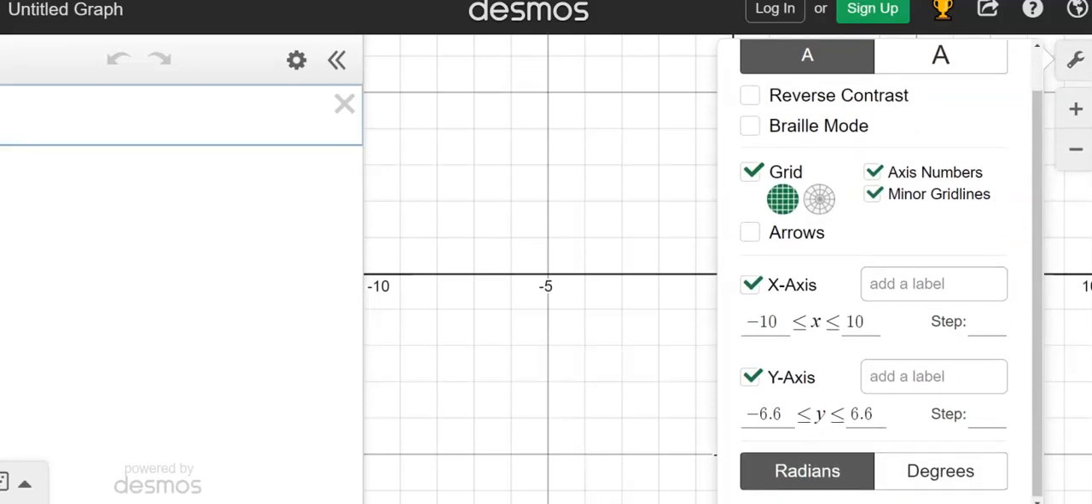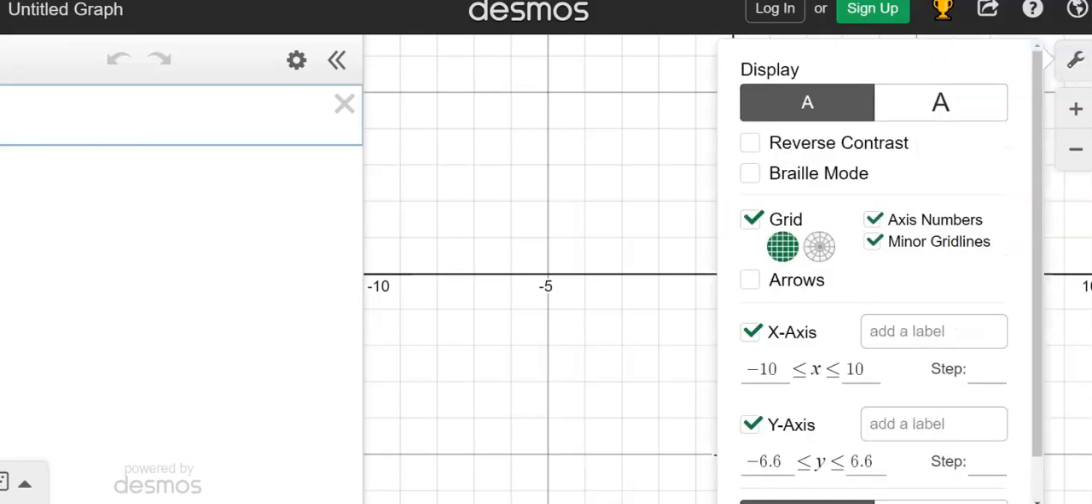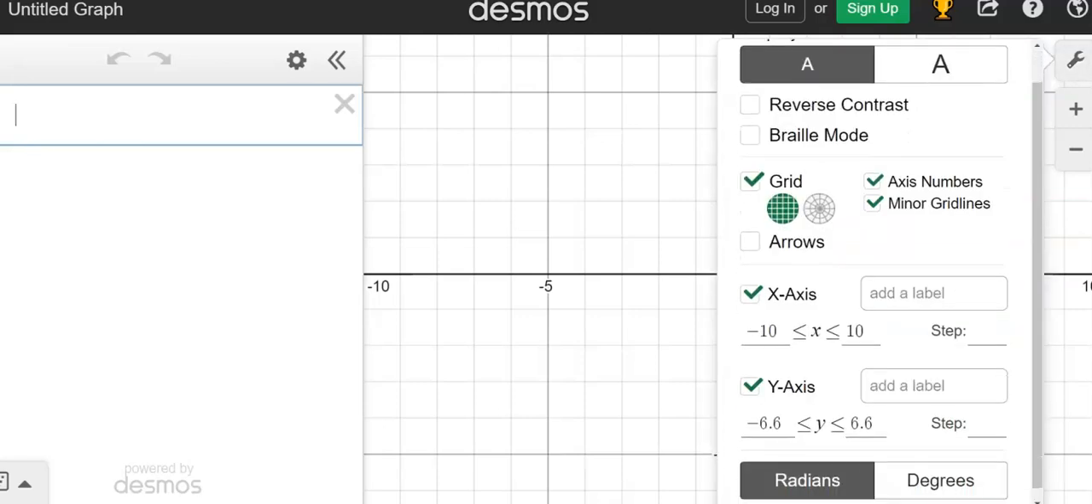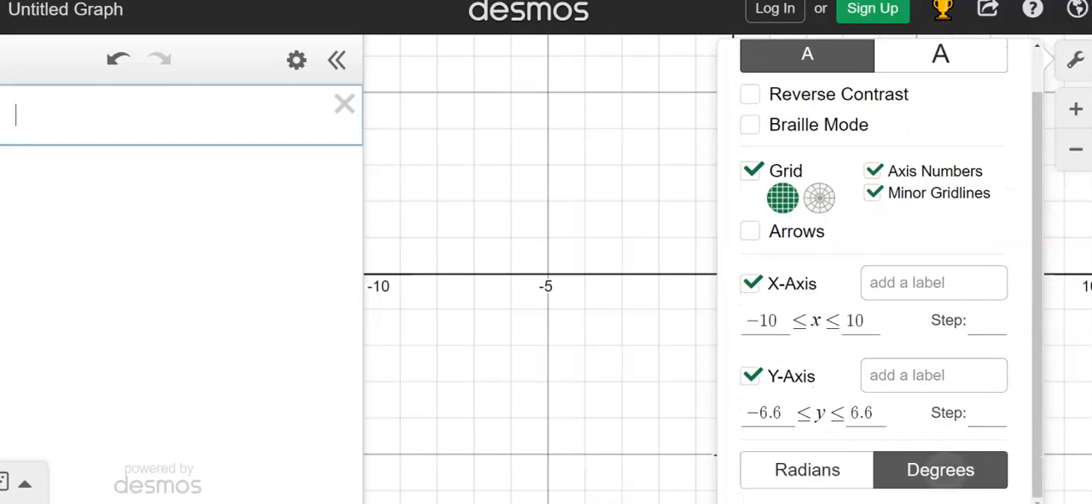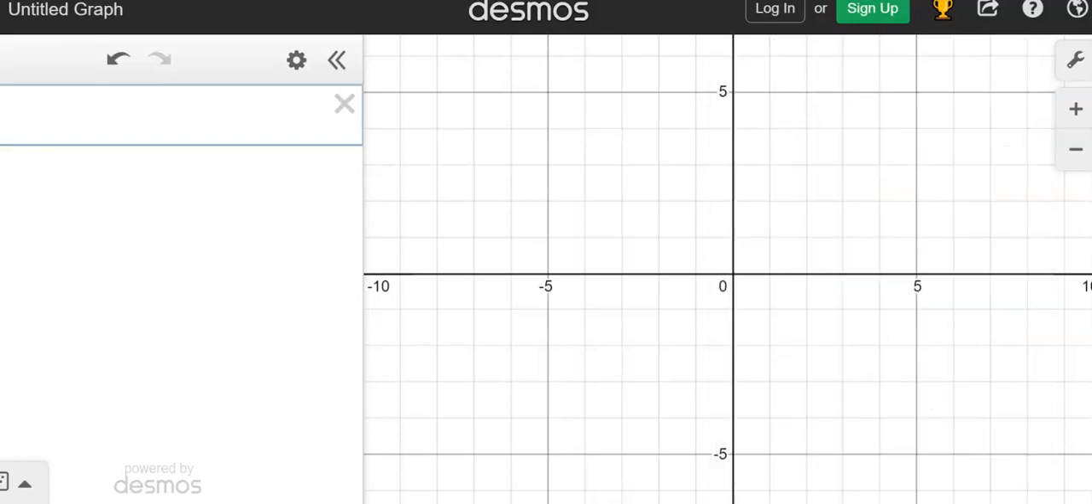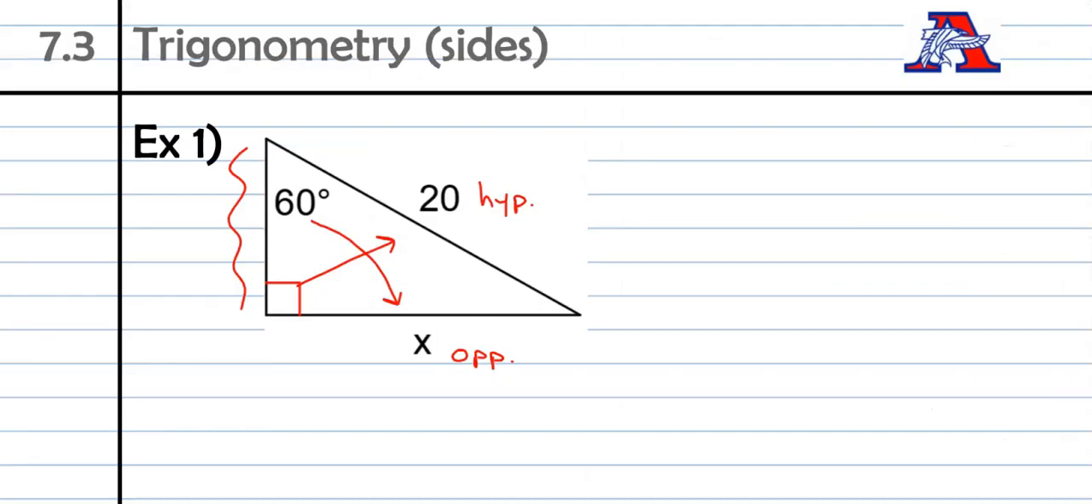So on the Desmos calculator, you click this wrench in the upper right hand corner, and then you scroll down and you click degrees. So that's a very important step. Regardless of which calculator you're using, you want to make sure that you get it into degrees.